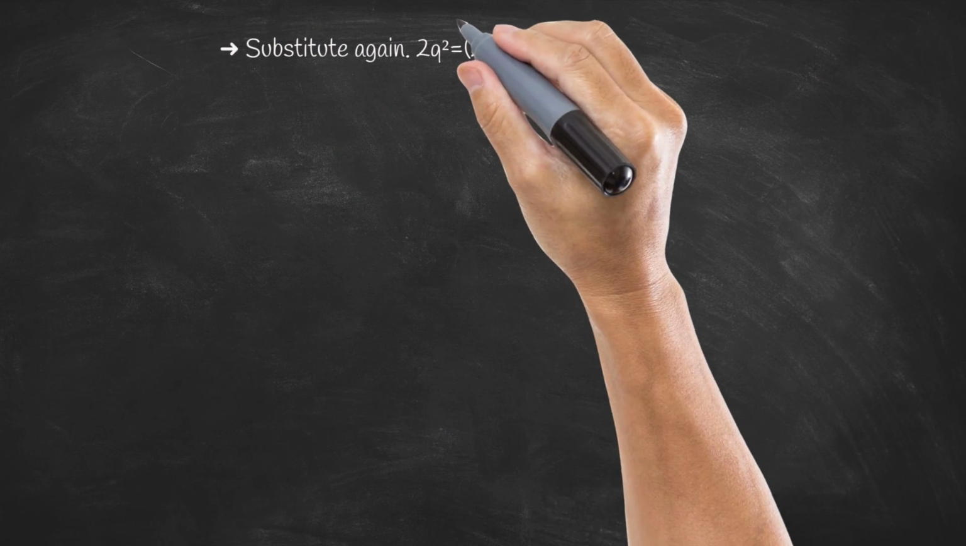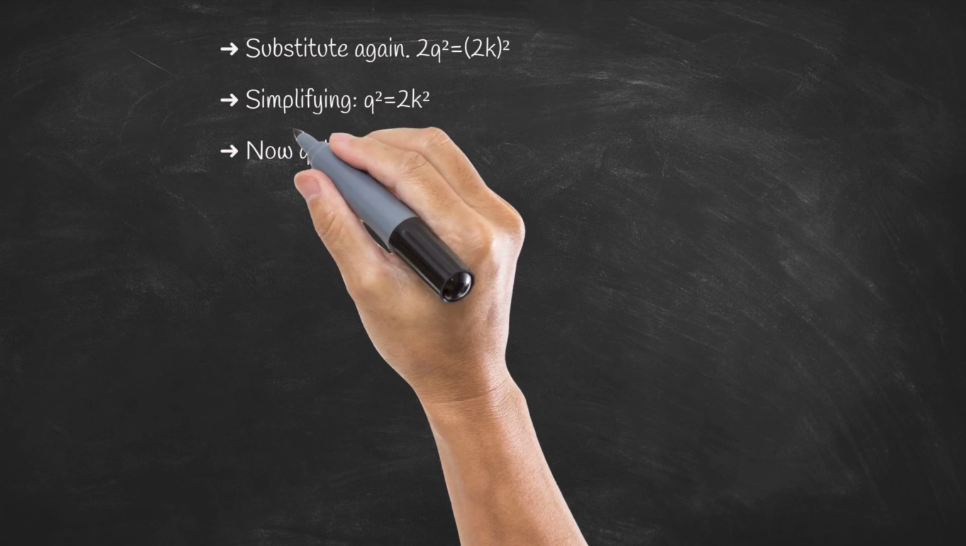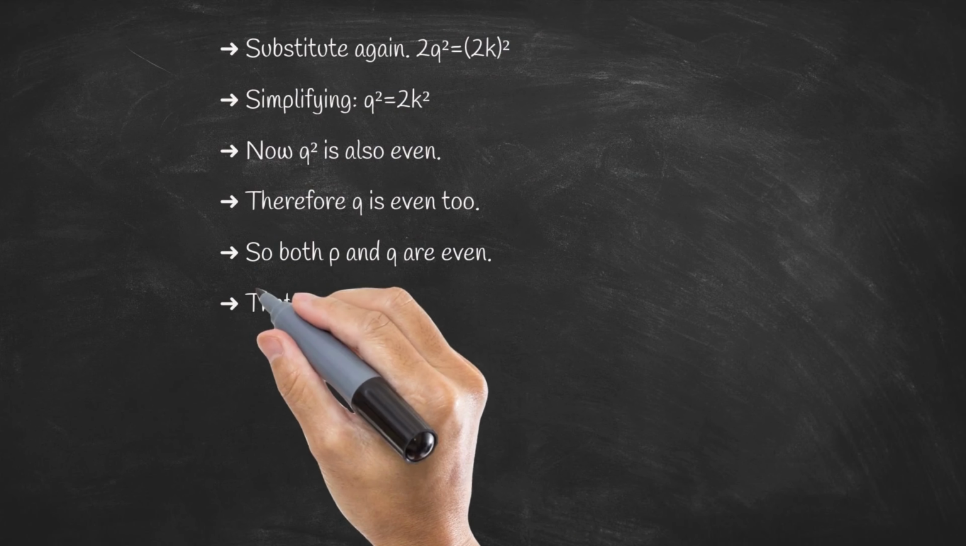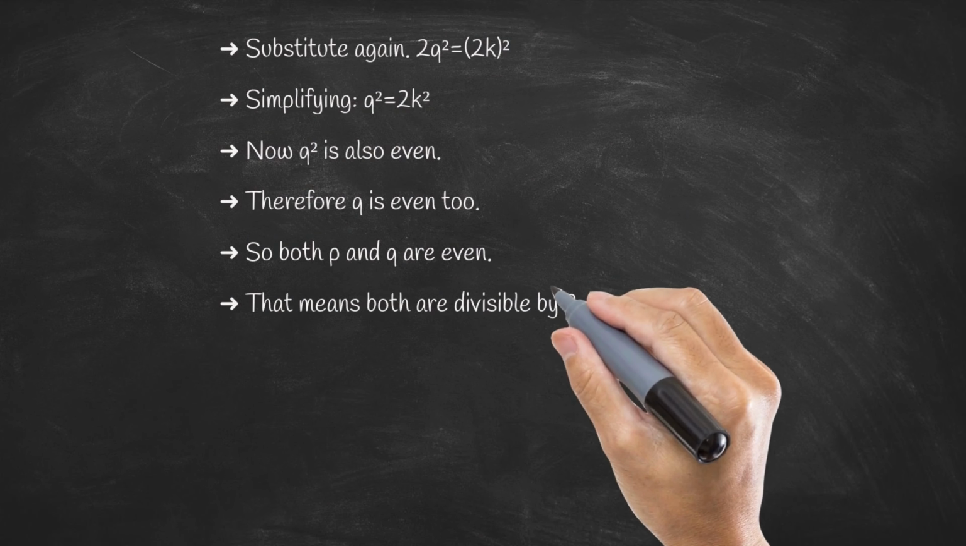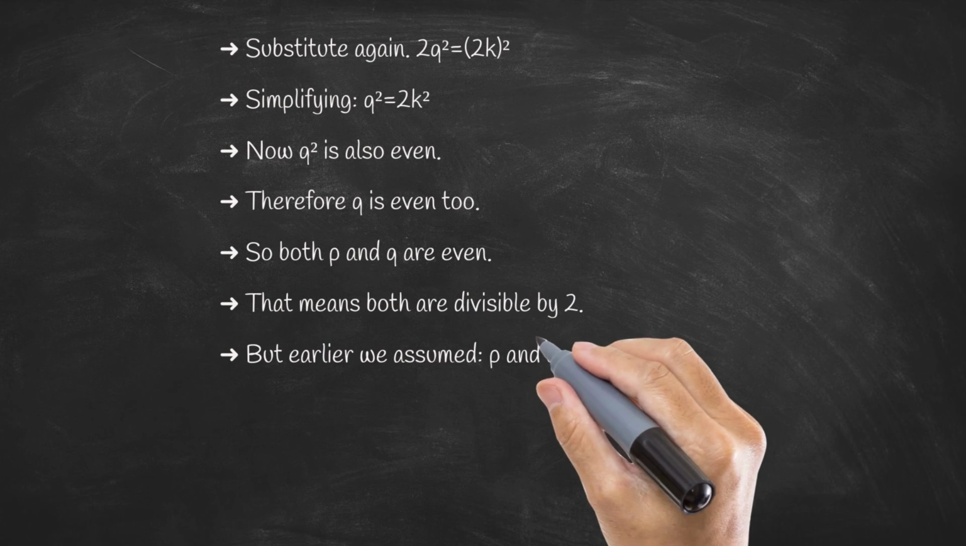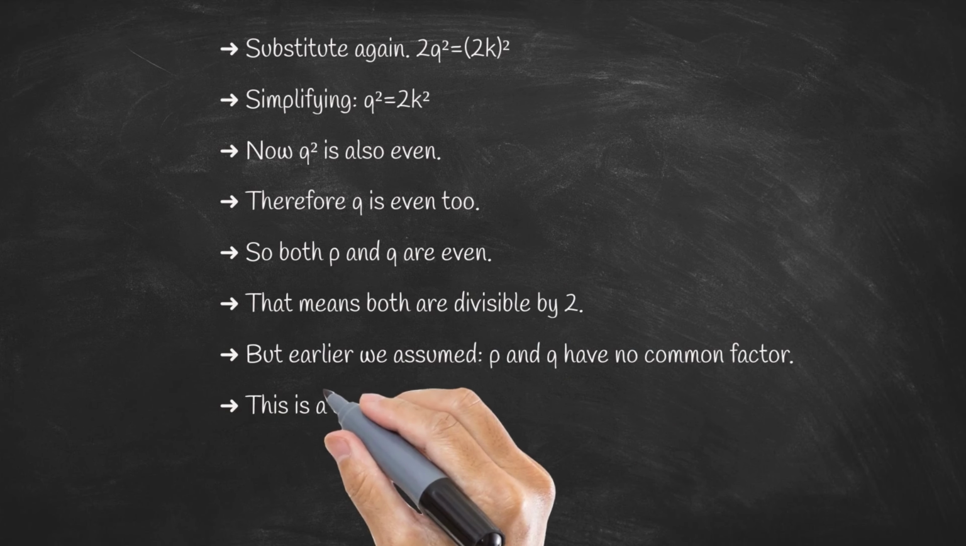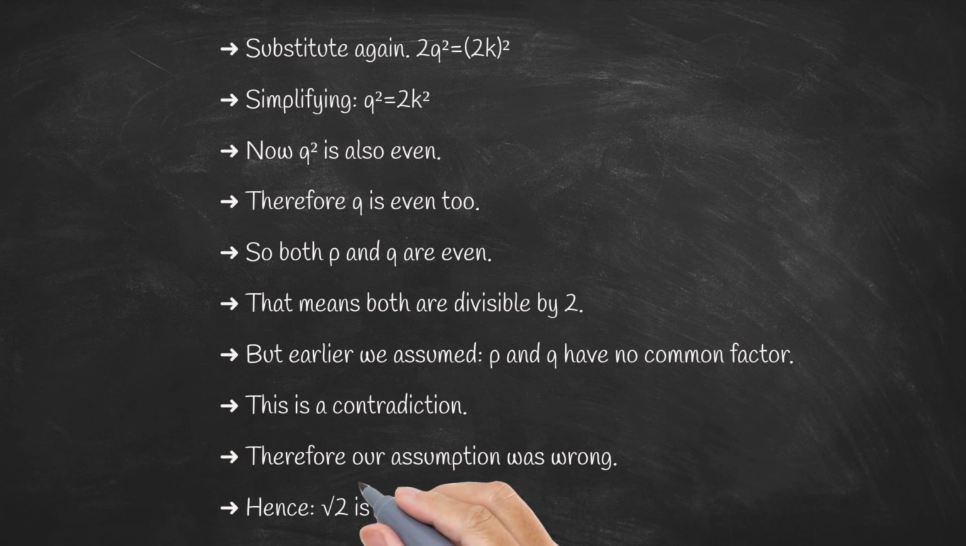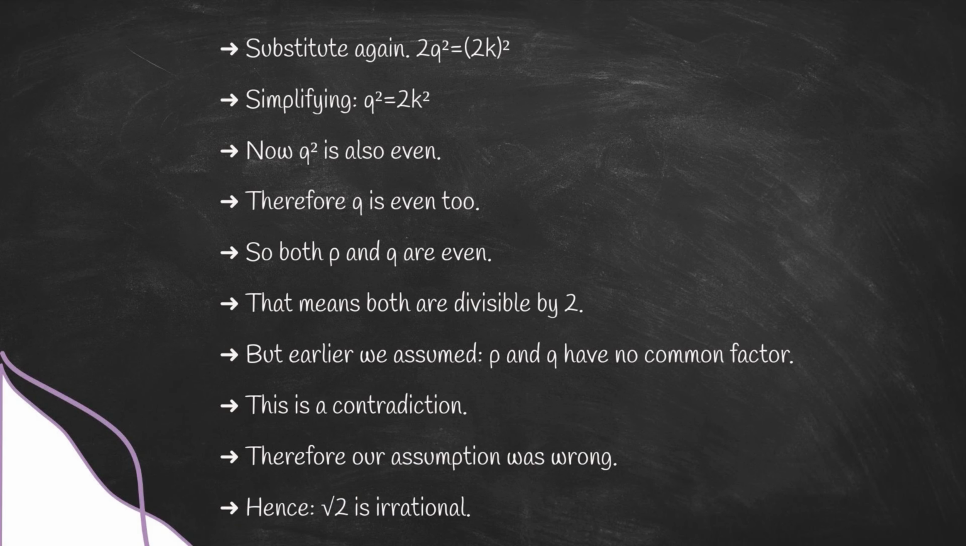Substitute again, 2q square equals 2k square... simplifying, q square equals 2k square. Now q square is also even. Therefore q is even too. So both p and q are even. That means both are divisible by 2. But earlier we assumed p and q have no common factor. This is a contradiction. Therefore our assumption was wrong. Hence square root 2 is irrational.